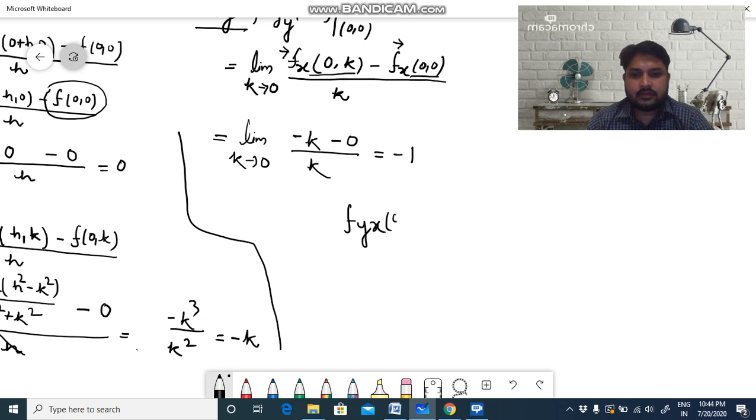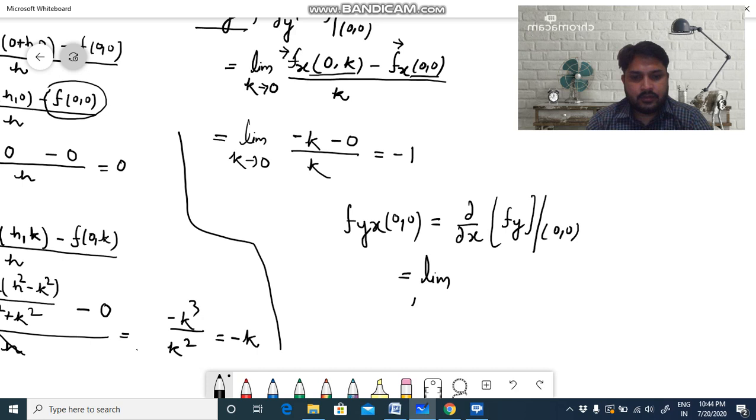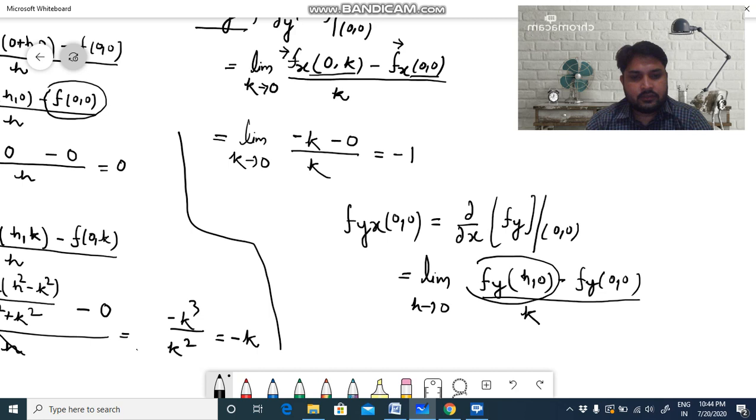Similarly, we can find fyx at point (0, 0), and this will be equal to del upon del x of fy at point (0, 0), and this value will be equal to limit h tends to 0 of fy at point (0 + h, 0), that is (h, 0), minus fy at point (0, 0) upon h. So again we need these two values, fy at point (h, 0) and fy at point (0, 0).